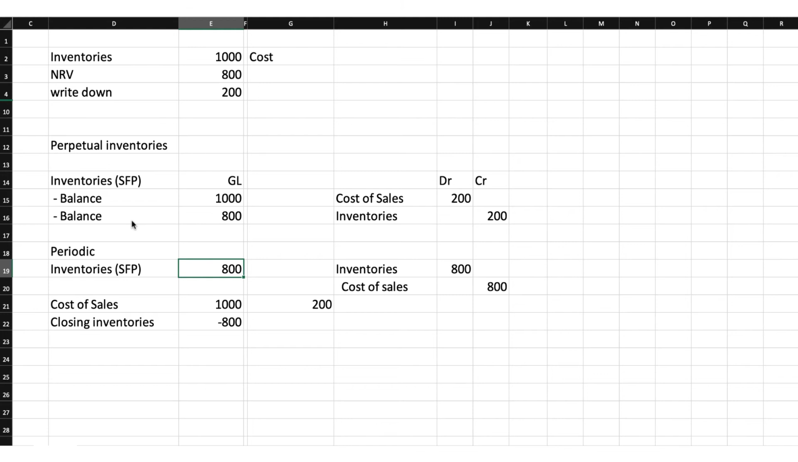Both systems are giving you the same answer. Take a moment to look at that. Pause the screen. You've got assets under both systems at 800, and under both systems you're going to have cost of sales expense of 200 Rand.